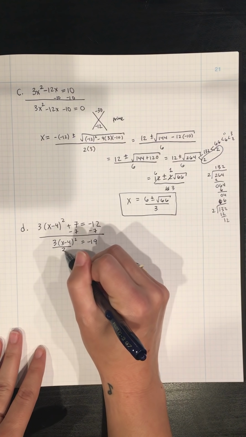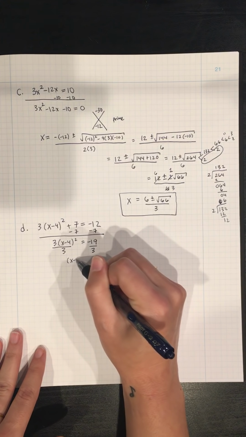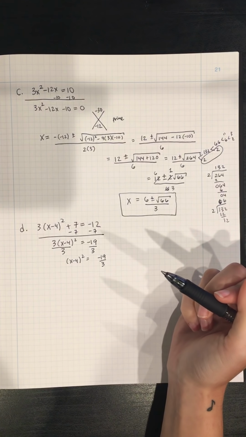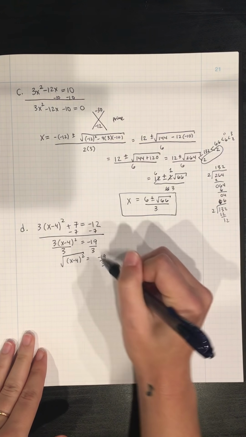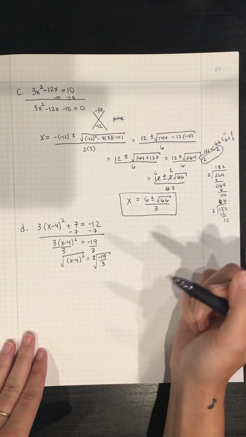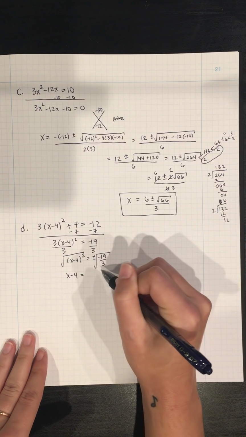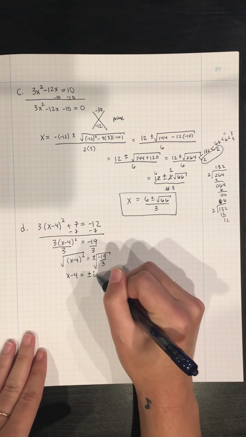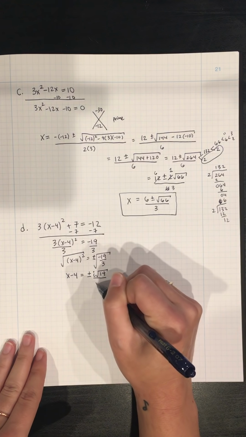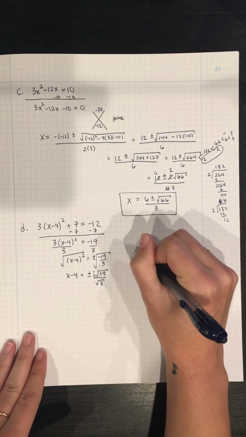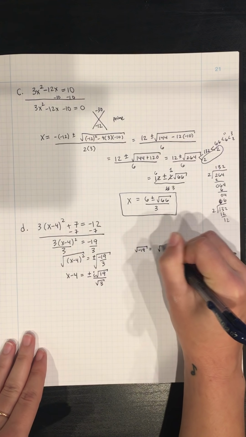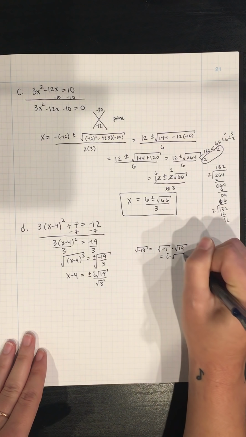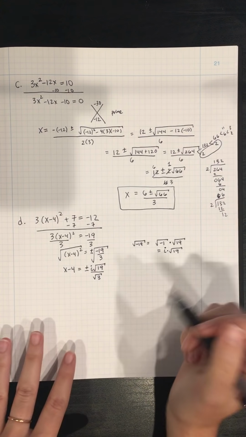And then I need to divide by 3 on both sides. So that's negative 19 thirds. And now that I've isolated my squared binomial, I can just square root both sides. Don't forget my plus or minus. So x minus 4 equals, and then I'm going to split up my radical. I have a square root of a negative 19, so that means i root 19 over the square root of 3. Because remember, the square root of negative 19 means the square root of negative 1 times the square root of 19, which is i times root 19. So that's how I reduced that.